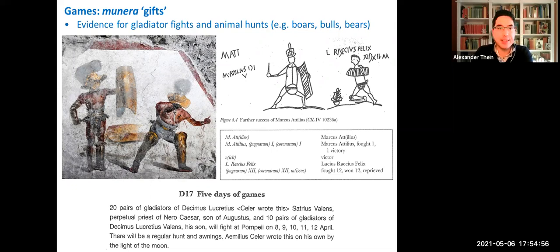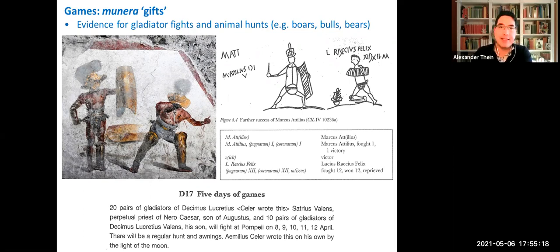All of these activities are called munera, they're called gifts. They are put on by a donor. And in the next couple of slides, I'll say a bit more about that, how the gladiatorial games are a benefaction. But just looking at the evidence that we have: wall paintings, graffiti, and also advertisements.